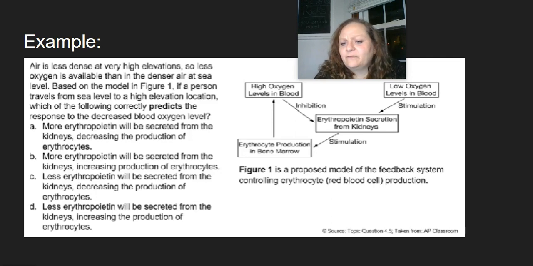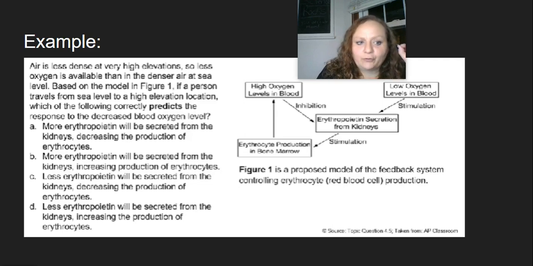Okay, so this is a feedback system. And to me, because it's not amplifying, what type of system is this? This would be an example of negative feedback. It's trying to bring the blood oxygen level back to where it belongs. So if we read the answer choices, which one of these is the appropriate prediction based on this model?